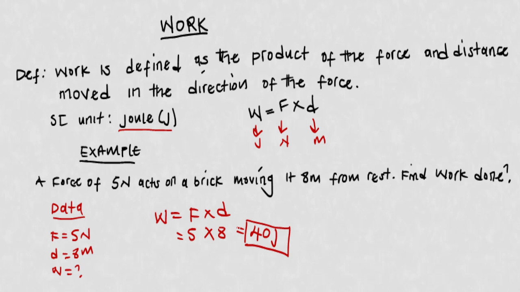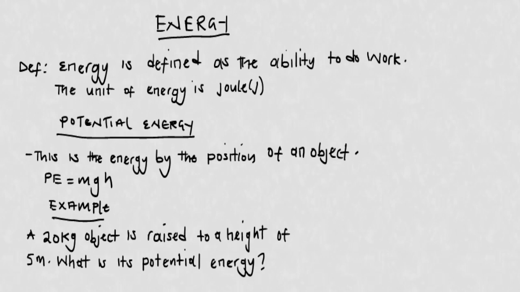Okay, now that has been done, we proceed. We look at a different concept. This is energy. How can we define energy? Energy is defined as the ability to do work. The unit of energy is also joules. Under energy, we have two types of energy: potential energy and kinetic energy. We start with the first one, which is potential energy.